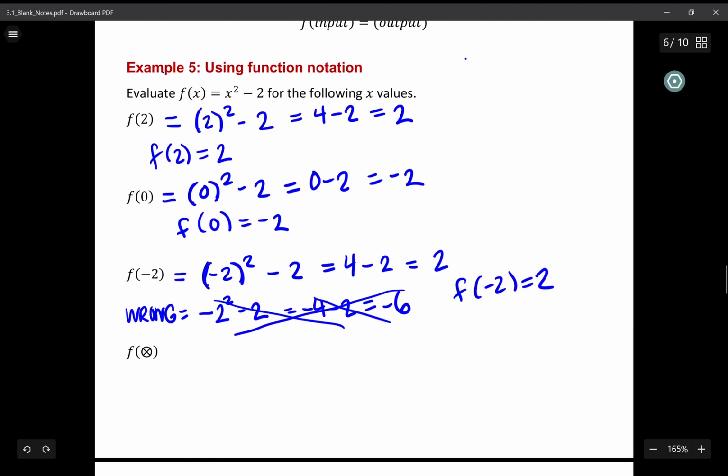And the last one here is just a little fun one. You don't have to plug a number into a function. You can plug anything you want into a function. In fact, later we'll be plugging functions into functions. But right now, let's see if we can figure out what f of x circle is. All right, well, before, everywhere we saw an x, we put in a 2 or a 0 or a negative 2, whatever was in that parentheses. Now, everywhere we see an x, we're going to put in an x circle. So x circle squared minus 2. So that's where we're heading in this class.